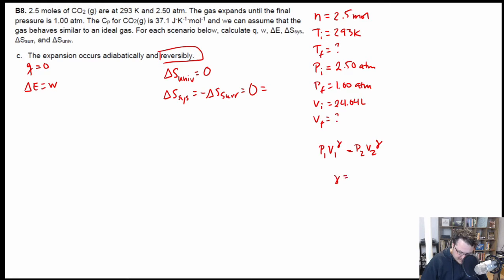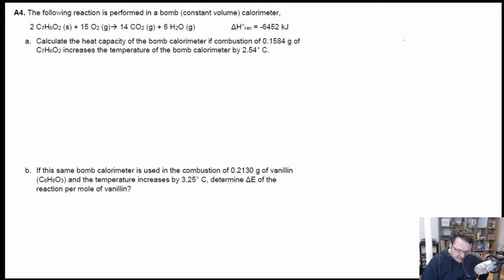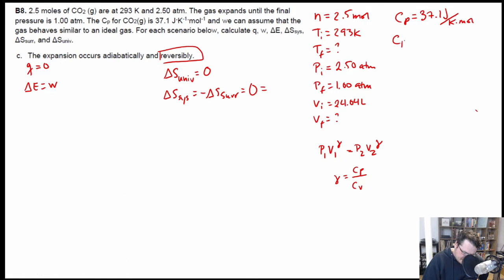And gamma is simply the ratio of the heat capacity at constant pressure over the heat capacity at constant volume in these scenarios, right? And so what we know is that the heat capacity at constant pressure for CO2 is 37.1 joules per Kelvin mole right here. And because it's acting ideally, that's what we're saying in this problem, we know then that the relationship between CP and CV is CP is equal to CV plus R in this scenario, right? And we know what R is, right? That's the ideal gas constant, 8.314 joules per Kelvin mole.